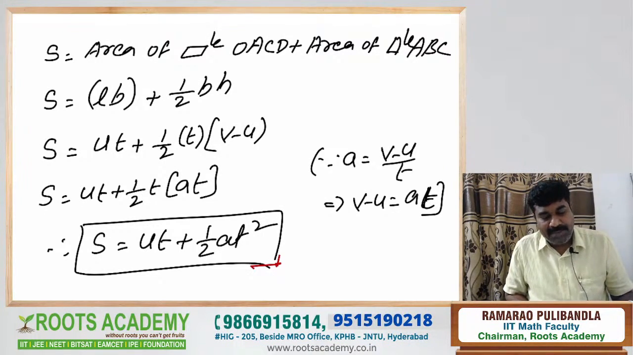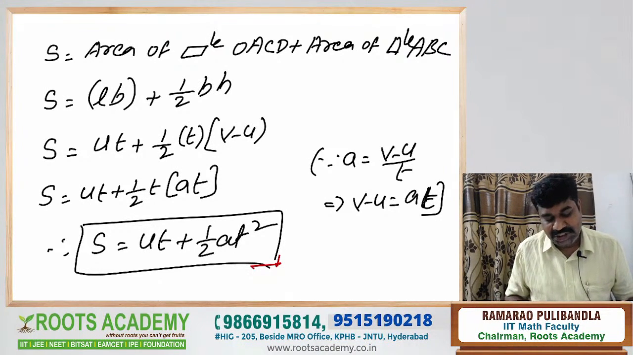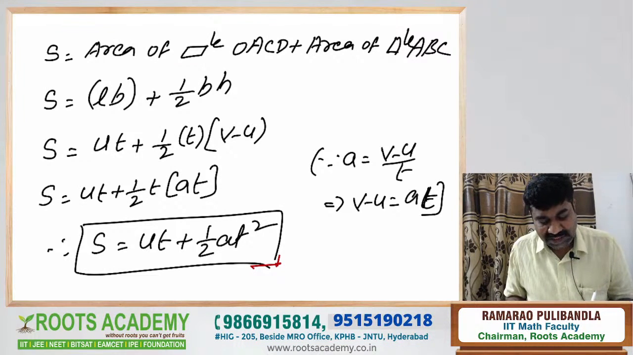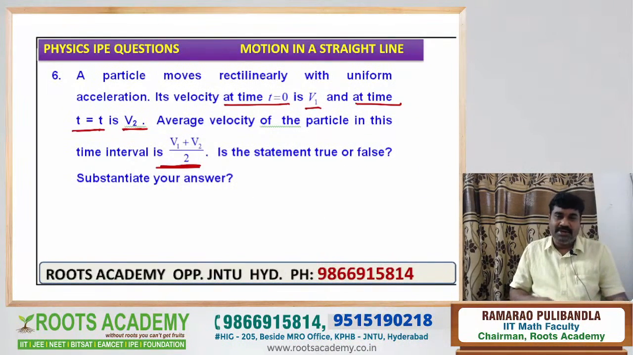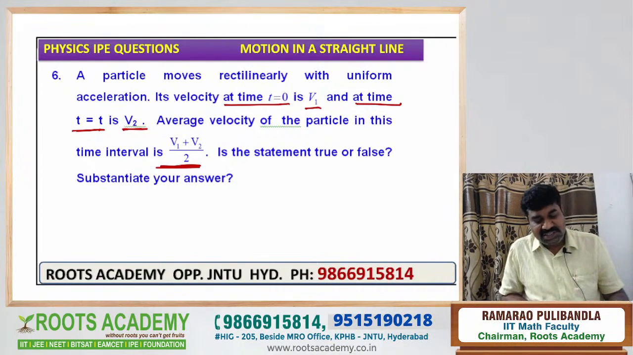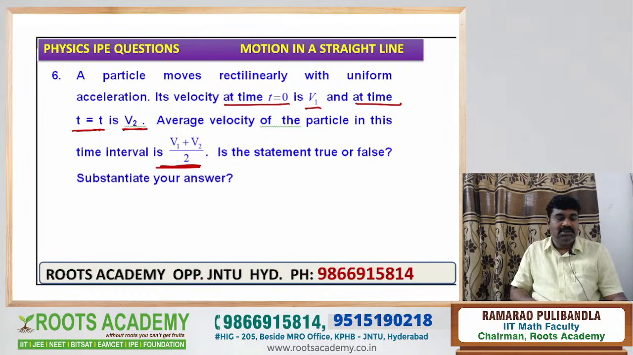Here, a particle moves rectilinearly with uniform acceleration. Its velocity at time t equal to 0 is v1, and at time t is equal to t is v2. The average velocity of the particle in this time interval is nothing but (v1 plus v2) by 2. Is this statement true or false?